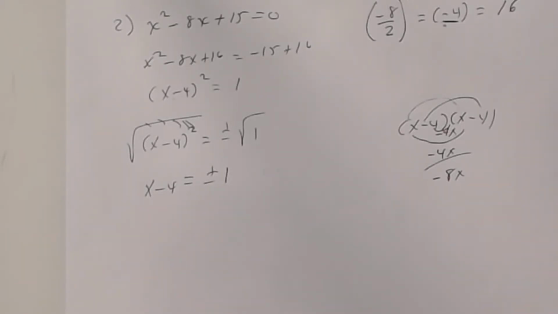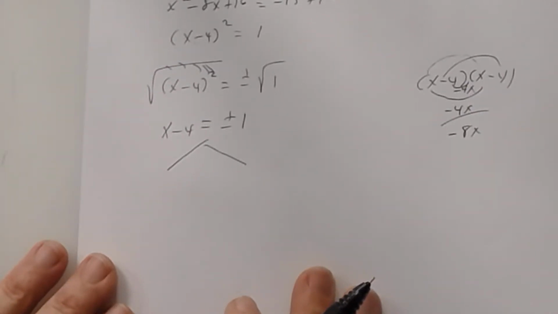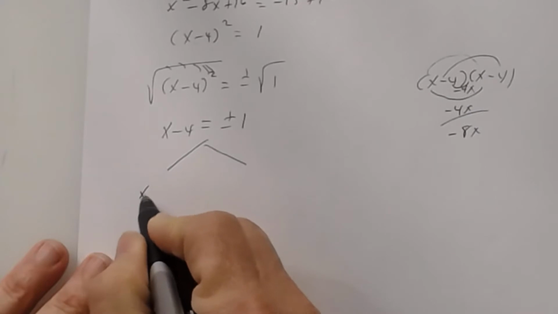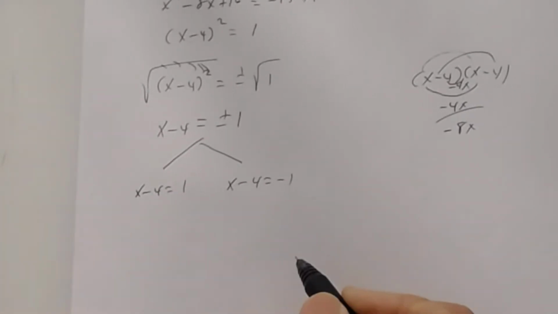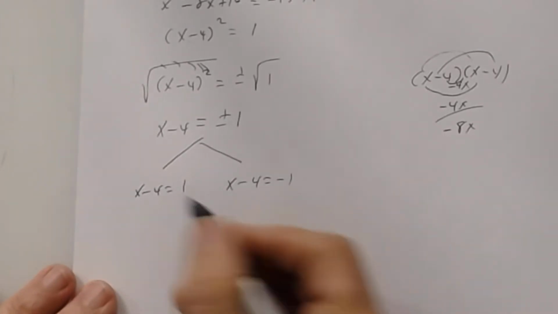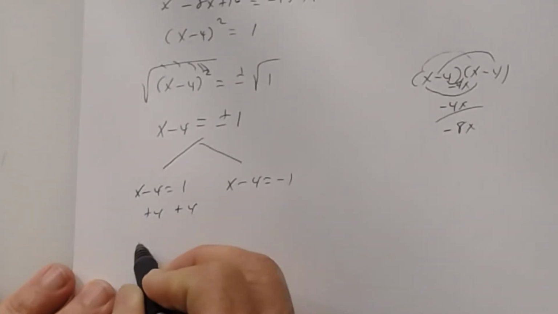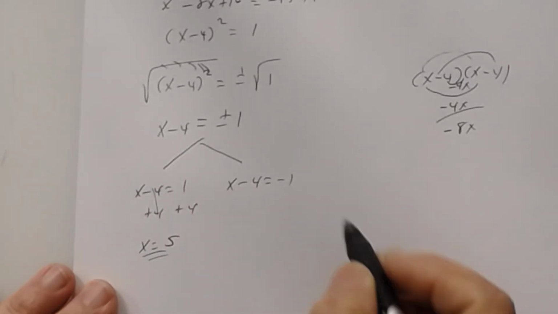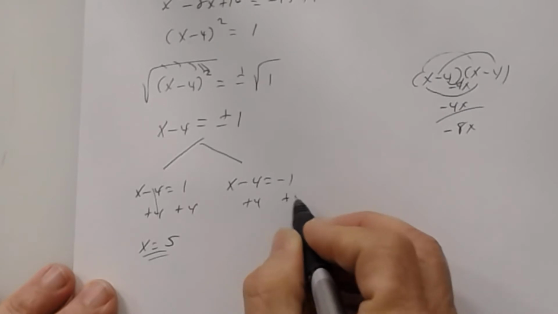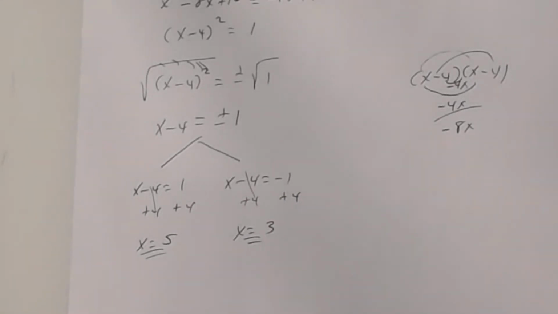Am I going to get rational or irrational solutions? Rational. So split it apart. Tell me what those rational solutions are. So x minus 4 equals 1, x minus 4 equals negative 1. So notice I have these two linear equations. I'm going to add 4 to both sides. So x equals what? That's one of your solutions. Over here, add 4 to both sides. X equals what? 3. Those are your two solutions.